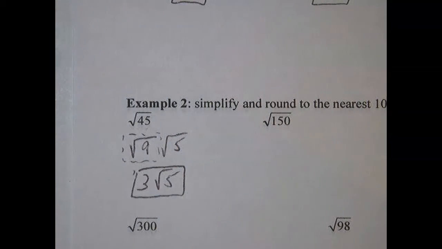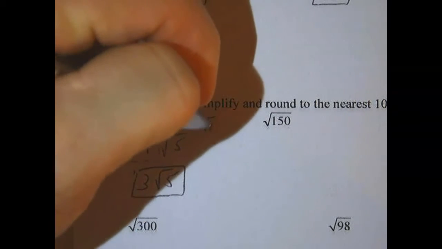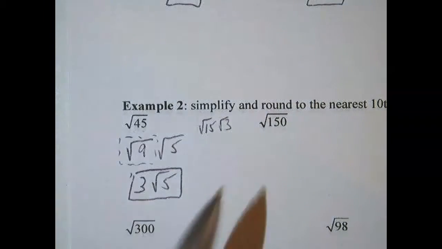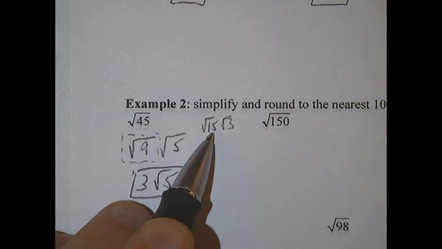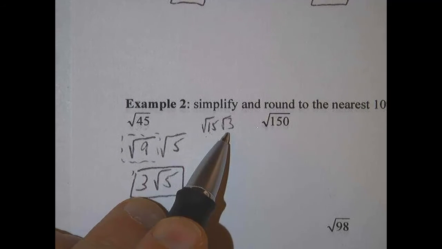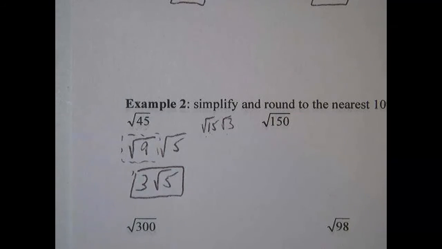Now, had I done something like 15 times 3, 15 times 3 does equal 45, but this won't help me because I can't take the square root of either one of them. Neither one of them is on my list of perfect squares. I'm not really making any progress, so I'm going to say, don't go that direction.